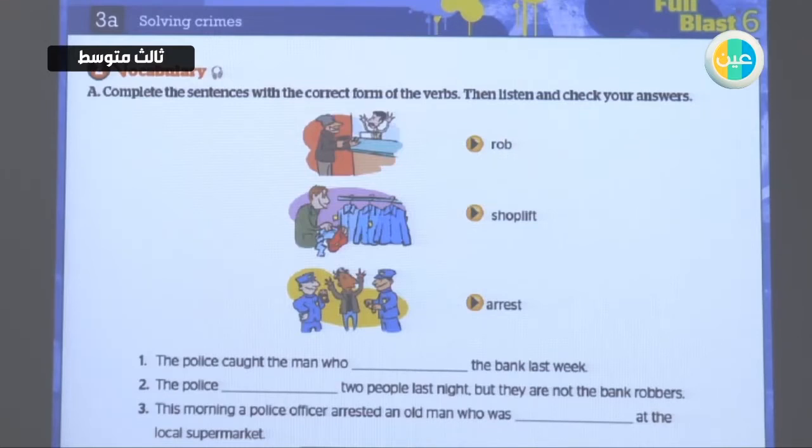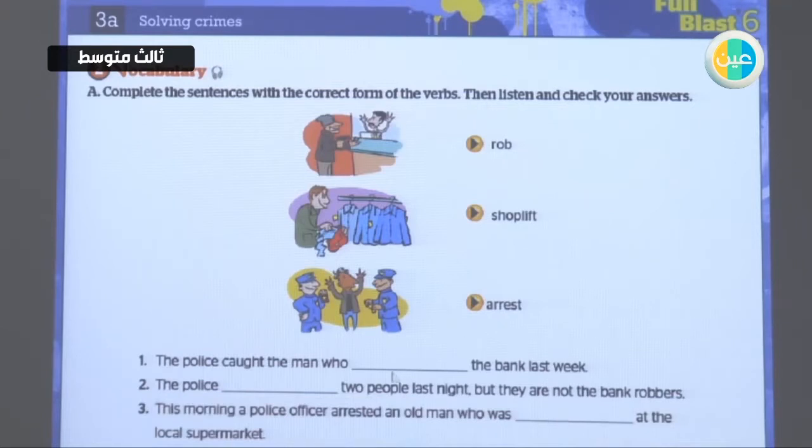1. The police caught the man who robbed the bank last week. 2. The police arrested 2 people last night, but they are not the bank robbers. 3. This morning, a police officer arrested an old man who was shoplifting at the local supermarket.